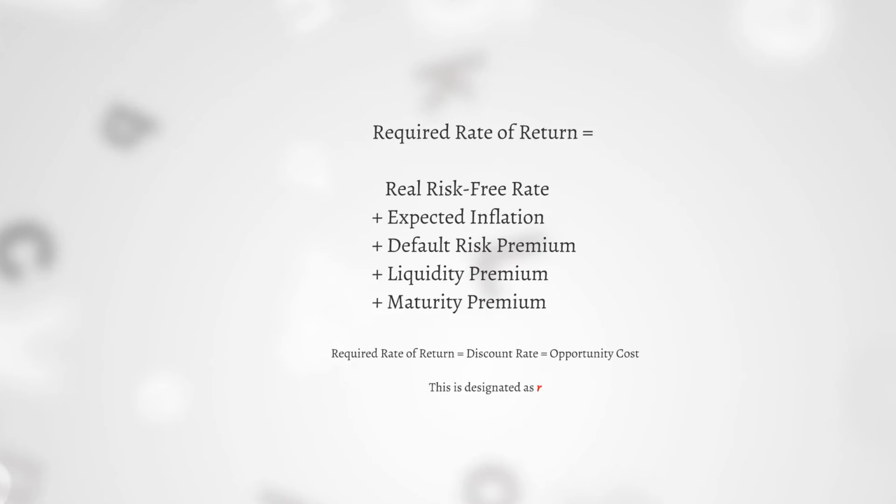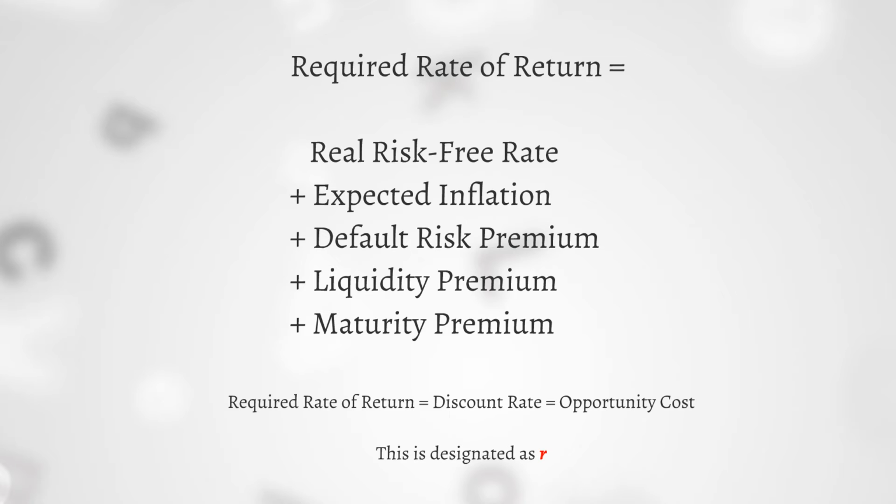Once we have these additional components, we can come up with our required rate of return. We have a real risk-free rate plus inflation, default, liquidity, and maturity premiums. Together, this required rate of return is also known as the discount rate or opportunity cost. And this is the rate that's used to discount future investments or capital investments to find out if there's a good return on that investment. It has to make up for all these premiums and the risk-free rates. This is usually designated as a lowercase r in the formulas.